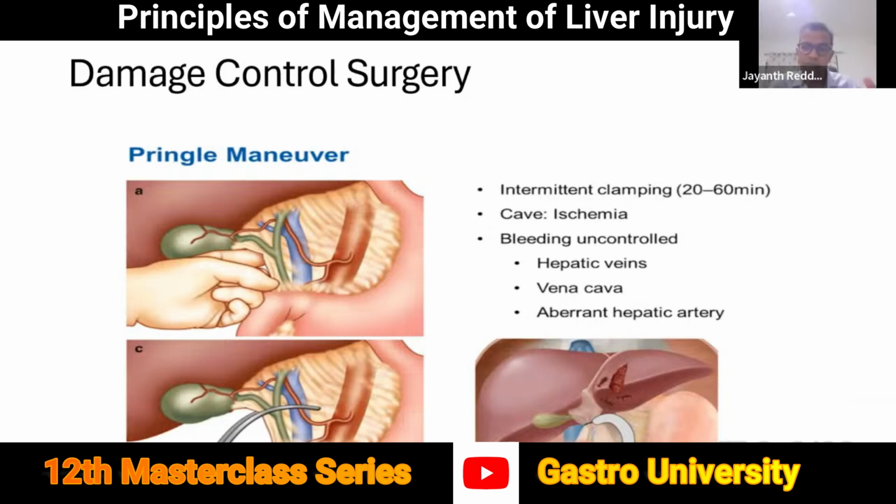Pringle also helps us to tell if there is bleeding from the hepatic inflow. If bleeding is controlled following a Pringle maneuver, it's either because of the portal vein or the hepatic artery. If the bleeding is ongoing, then it's usually because of the hepatic vein or the IVC. Also, you'll need to rule out an aberrant hepatic artery, especially a left hepatic artery, in case there is ongoing bleeding following a Pringle.